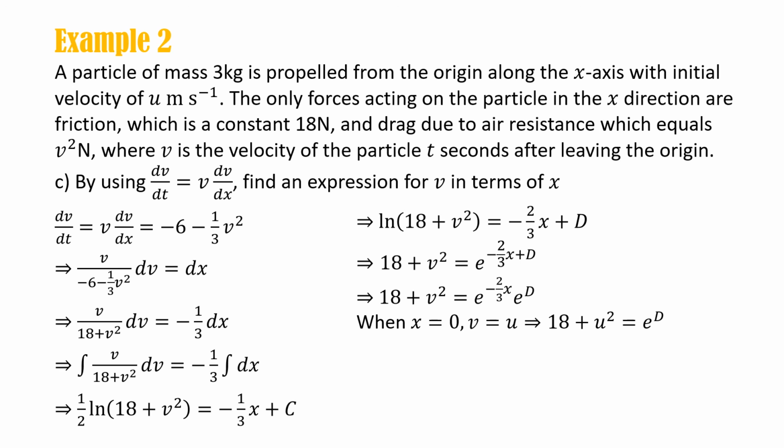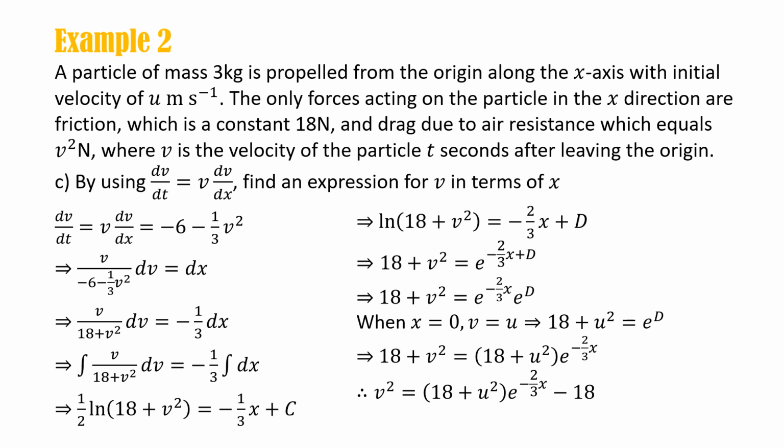So we can now substitute that back in to the previous line. So now we've got 18 plus v squared is equal to 18 plus u squared times e to the negative 2/3 of x. Well, if I take 18 away from both sides, I'm now left with v squared is equal to 18 plus u squared, all multiplied by e to the negative 2/3 of x, minus 18. So there's my expression for velocity in terms of x. We don't need to get it down to a single v. We can have v squared. That's totally acceptable because that is an expression for our velocity.